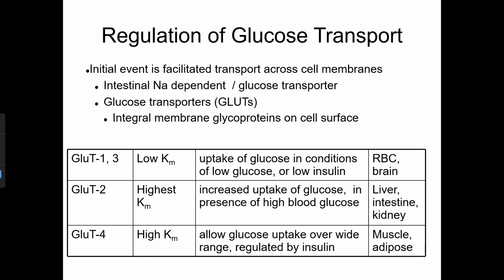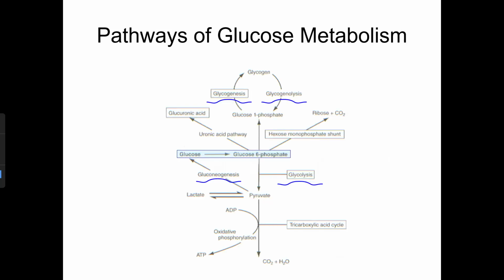Glucose transportation is regulated. The initial event is facilitated by transport across cell membranes. Intestinal sodium-dependent glucose transporter. Glucose transporters are abbreviated GLUTs, and they're integral membrane glycoproteins on the cell surface. So this is a table that breaks down GLUT1, 3, 2, and 4 into where they're most commonly found and what specifically they do. So you can take a look at this table and review through all of these details.